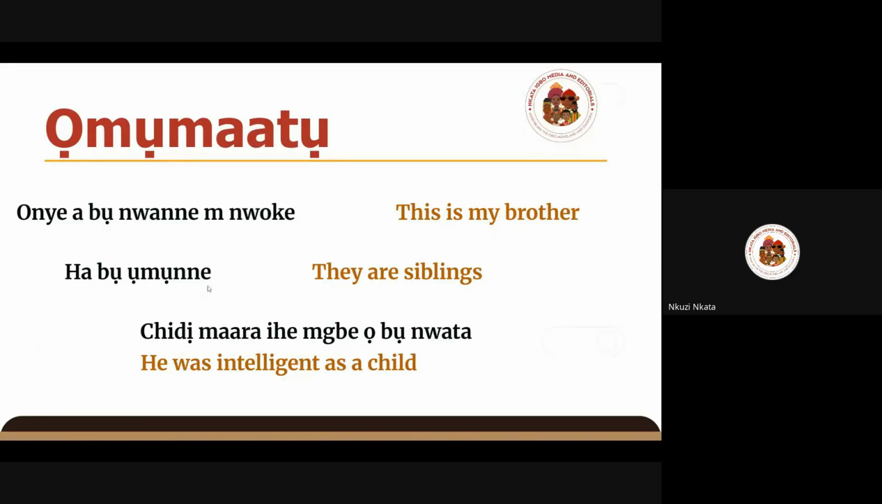Ha bu umunne. They are siblings. So maybe you see a group of people playing and you're wondering, oh, I've never seen this other person before who is playing with them. And then the other person is telling you they are siblings. Ha bu umunne, they are siblings. Chidi marịrị mwa bu mwata. Okay. So this is from the previous example we gave in the last class. He was intelligent as a child. So this is just to show you that mwa as a child can also be mwata, right? It can also be mwata.